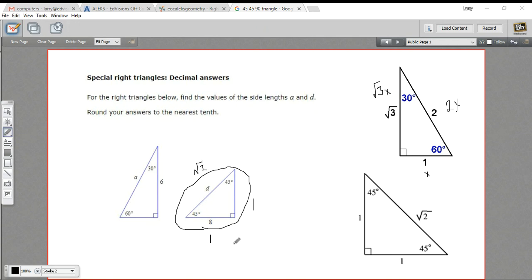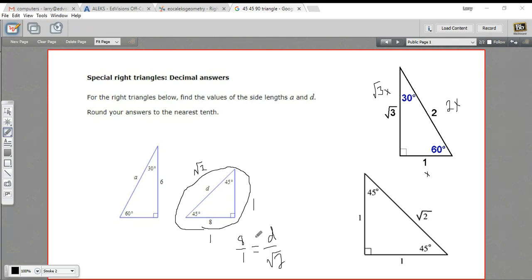So now we're going to set up a proportion. We're going to say 8 is to 1 as D is to the square root of 2. And I can write that like this: 8 is to 1 as D is to the square root of 2.